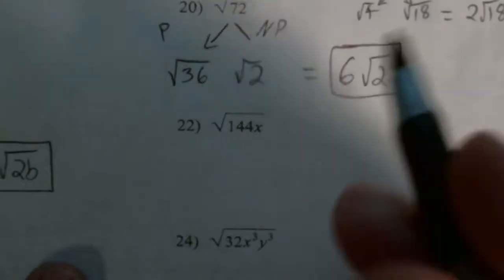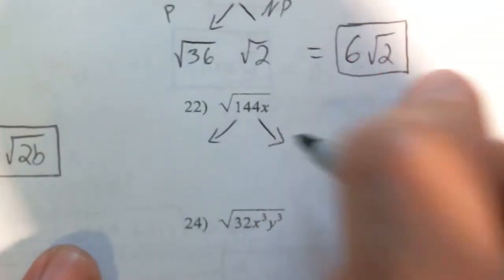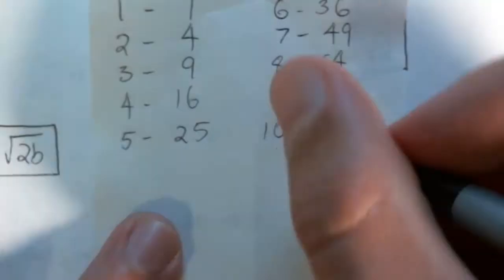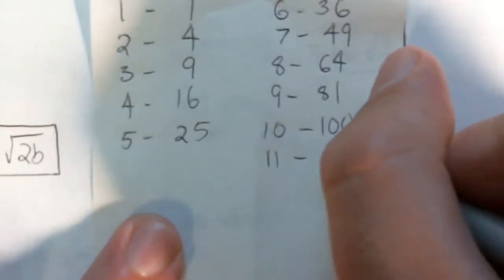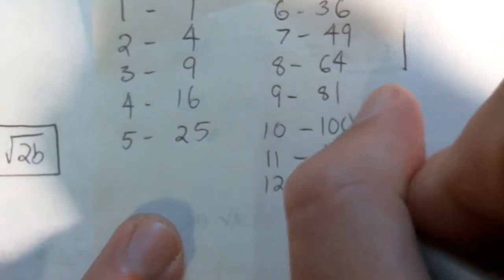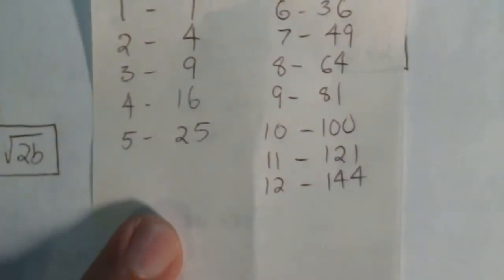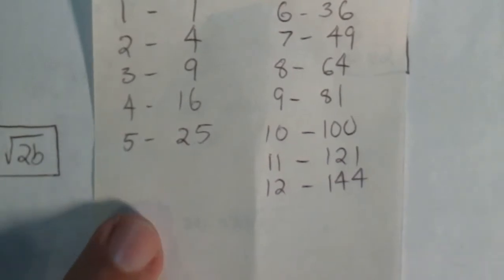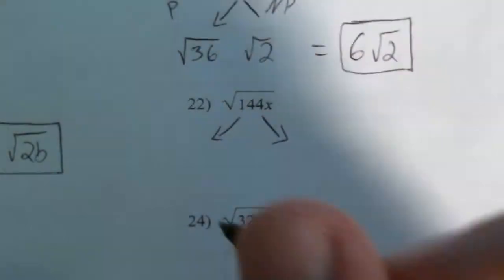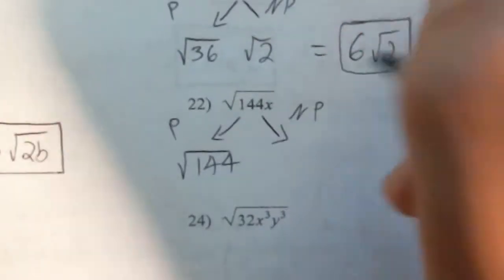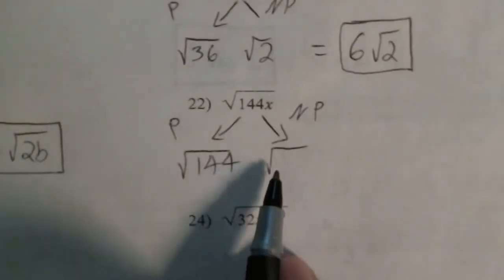Okay, perfect land, non-perfect land. Are there any of these numbers that go into 144? Well, I stopped a little bit short. 11 squared is 121, and what is 12 squared? You guys should know, really you should know up through 15. Okay, but definitely you guys should know from elementary school up through 12. Okay, 144 is a perfect square, so the whole thing goes in the perfect land. Perfect, non-perfect. Okay, so that means there's no coefficient in the garbage can.